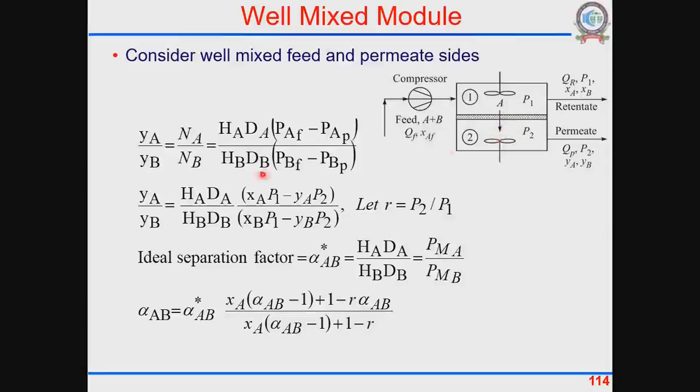So if we say that both sides are well mixed, then the ratio YA by YB will just be equal to the flux ratio NA by NB, because it is well mixed. Whatever is coming, all of that will go away because it is well mixed. Okay, so NA by NB I can write in terms of HAdA and the partial pressure difference, HBdB partial pressure difference. Right? I can combine these two. I can write the feed side in terms of XA and the pressure on the feed side, P1. I can write PA on the permeate side as mole fraction into P2, the pressure on the permeate side. Similarly for the diffusion of B, we can write XB multiplied by P1 and YB multiplied by P2.